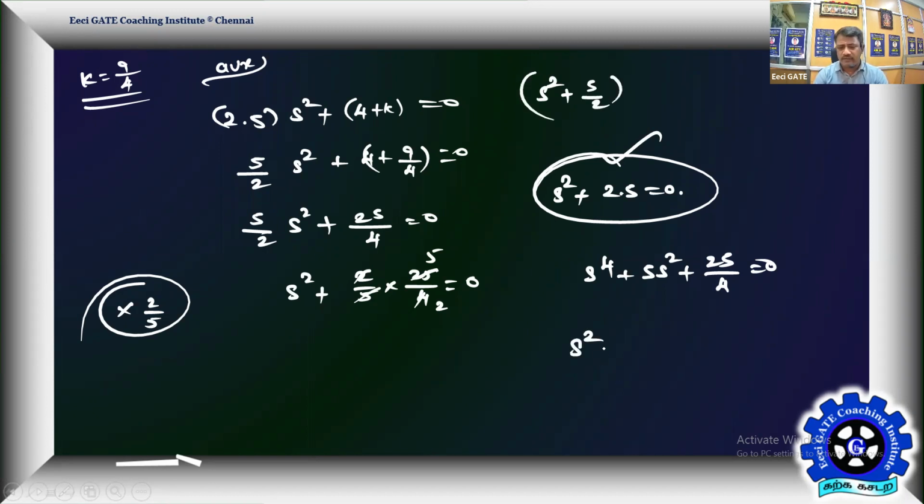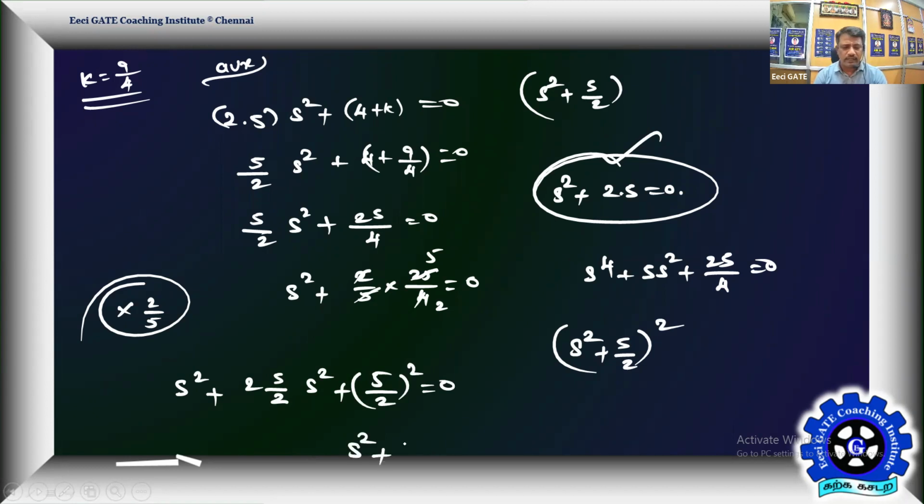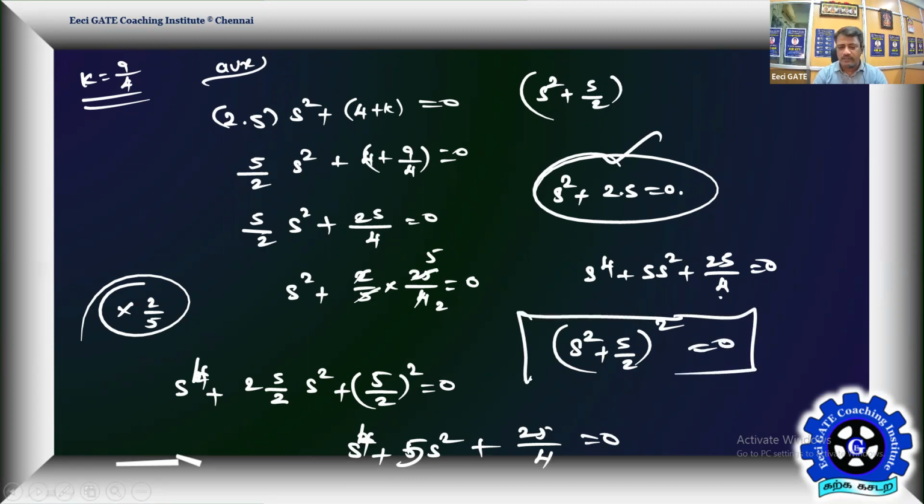So shall I say it is s square plus 5 by 2 the whole square? Is it okay? So then I'll get s square plus, so 2ab, so 2 into 5 by 2 into s square, plus 5 by 2 the whole square equal to 0, means I'll end up with s power 4 plus 5s square plus 25 by 4 equal to 0. Yes, you got it. That's where the poles are.